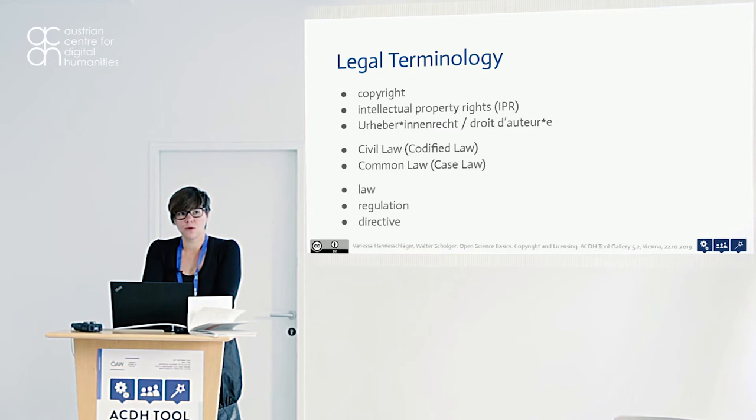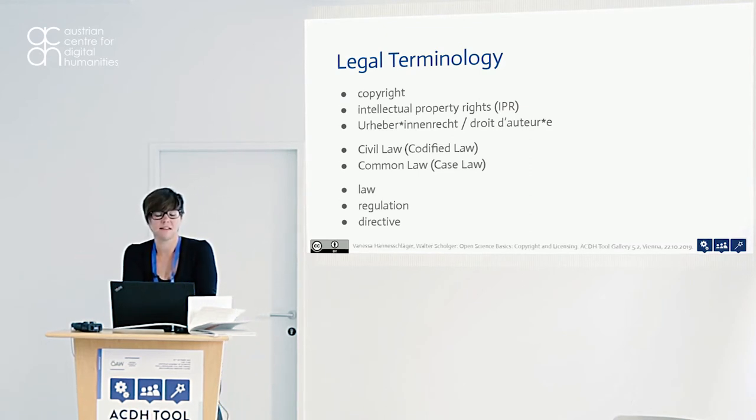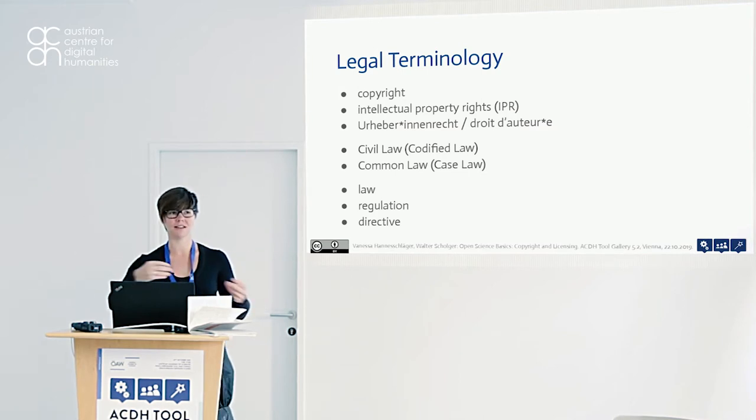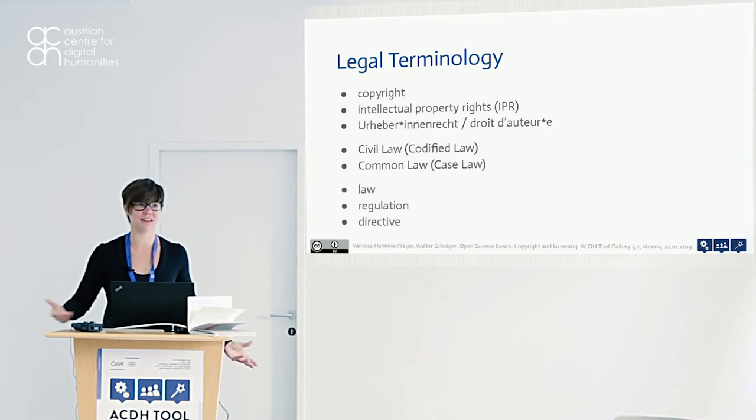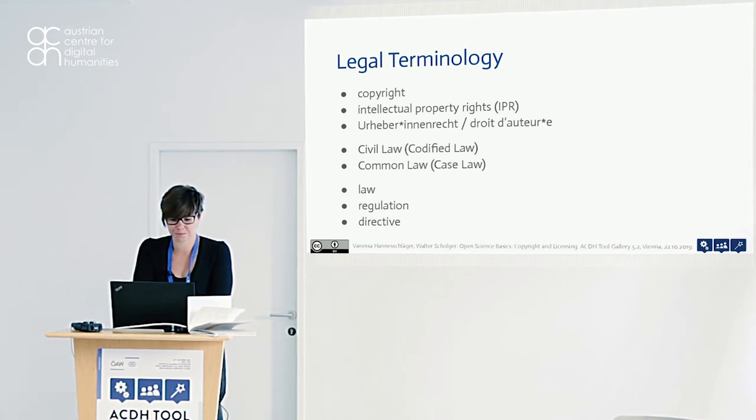So the two legal systems that we have been talking about up to here, the Anglo-Saxon tradition and the Germanic tradition, are basically a common law system and a civil law system. Civil law, codified law, is what we have in Europe, and case law is how American law works, which you might be familiar with from TV series, where what the lawyer says to the jury very much influences whatever happens in the end. This is a little different in Europe.